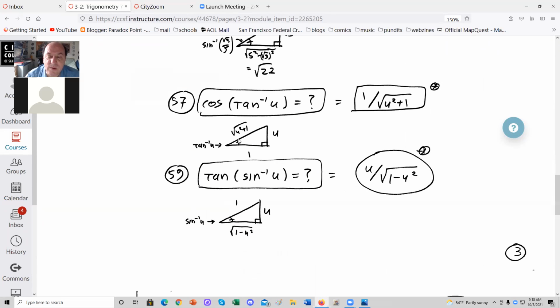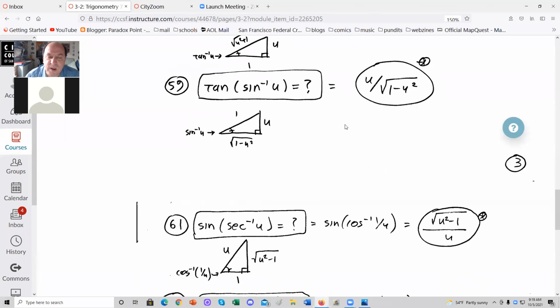Cosine of arc tan u. So here's an angle, arc tan u, opposite over adjacent. So u here opposite, 1 here adjacent. Diagonal is root of u squared plus 1. So cosine is adjacent over diagonal, 1 over root u squared plus 1.